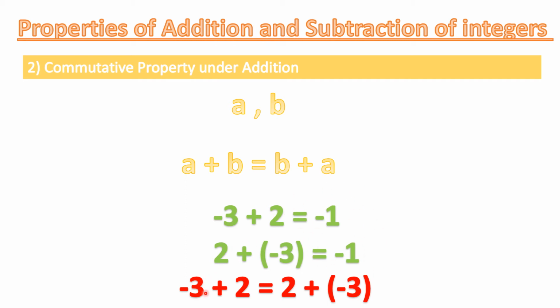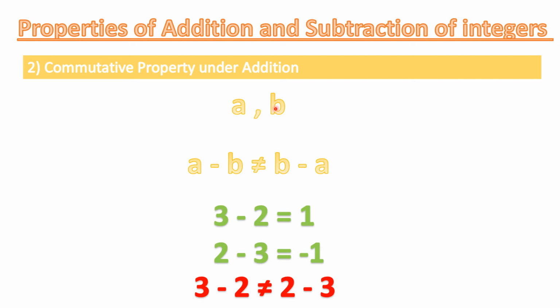So that means minus 3 I can put first or minus 3 I can put second. 2 I can put second or 2 I can put first. It does not matter. The answer will be equal. Okay. So that is what the commutative property says. Again, commutative property tells us that if a and b are two integers, then a plus b will be the same as b plus a, which means that if I interchange or exchange the position of the integers when I add, it does not matter because the answer will be equal. Now let's look at the next example.